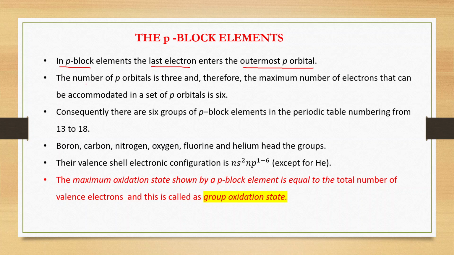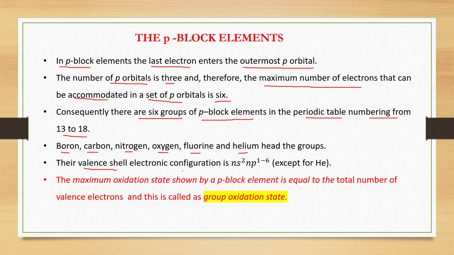Except helium, the number of p orbitals is 3, and therefore the maximum number of electrons that can be accommodated in a set of p orbitals is 6. Consequently, there are 6 groups of p block elements in the periodic table, numbering from 13 to 18. Boron, carbon, nitrogen, oxygen, fluorine and helium head the groups. It means these are the first members of these groups. Their valence shell electronic configuration is ns2 np1 to 6, except for helium.